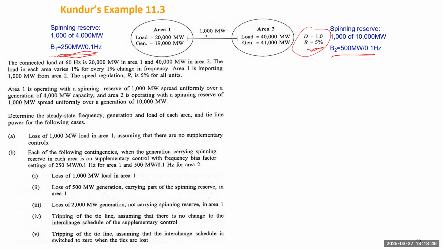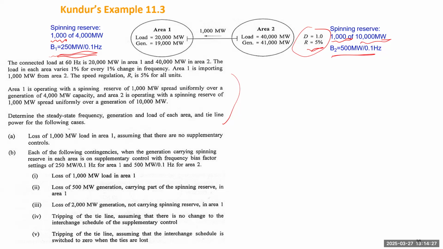Regarding spinning reserve, if you read through this question, they tell you area 1 has 1,000 megawatt spinning reserve, evenly distributed among 4,000 megawatt capacity of the generators that are running there. In area 2, it also has 1,000 megawatt spinning reserve, evenly distributed among 10,000 megawatt capacity of generation. So with that information available, we want to answer a number of questions.